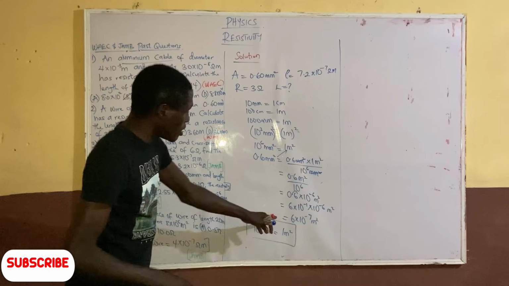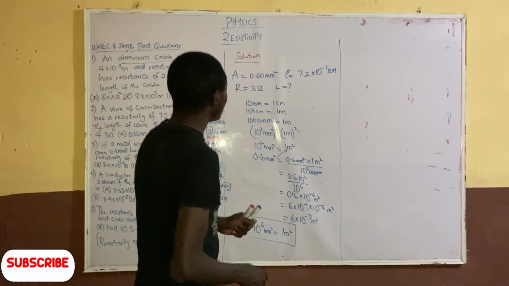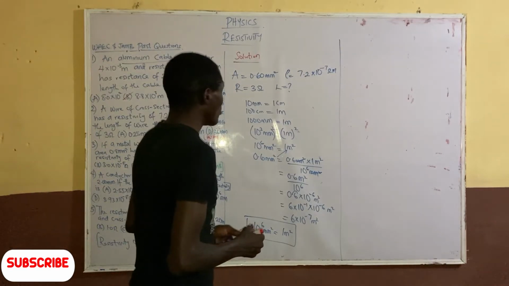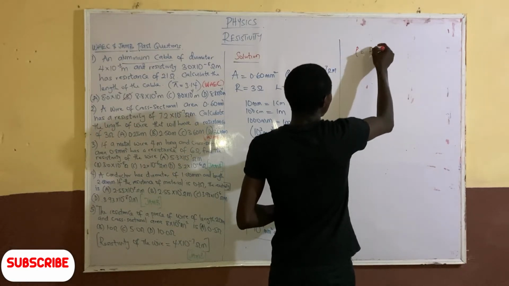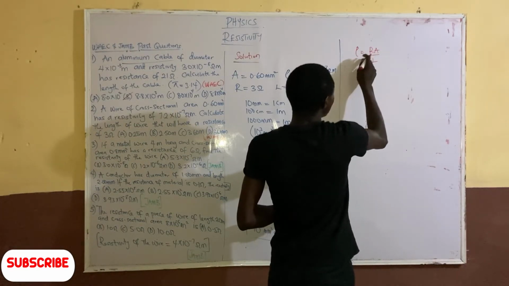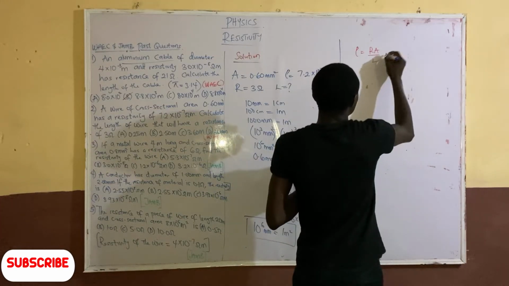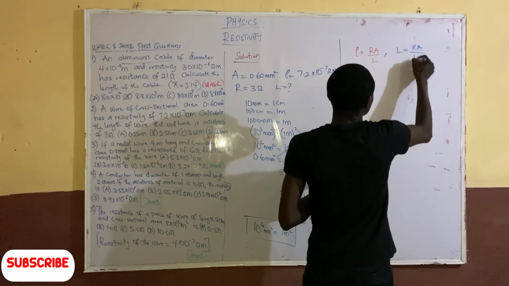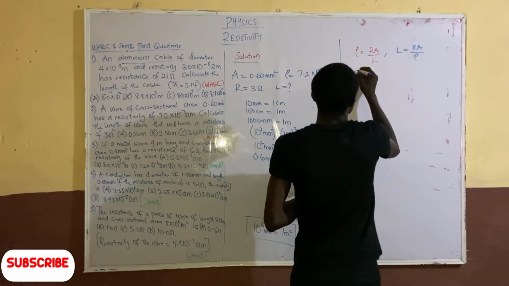Now we've gotten the area in meter square. The question says we calculate the length of wire. We know that resistivity is equal to RA all over length. We can easily make L the subject of the formula, and when we do, we have L equal to RA all over resistivity.